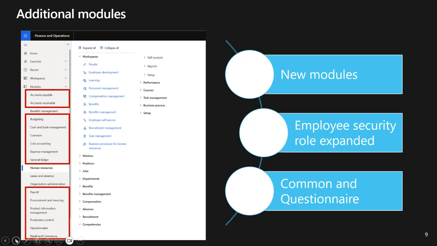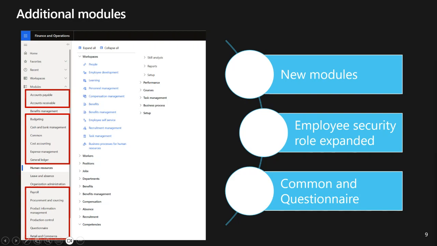So the common module, you can see it in this screenshot here. They're alphabetized, the modules are, but the common module is where you'll find things like case management, calendars, and other things that are used throughout the system and are not specific to human resources. The questionnaire module is where you'll find all of the objects specific to questionnaire, which you used to find in a few different places in the standalone human resources infrastructure. Now all of those menu items are in their own module to make them quick and easy to find.